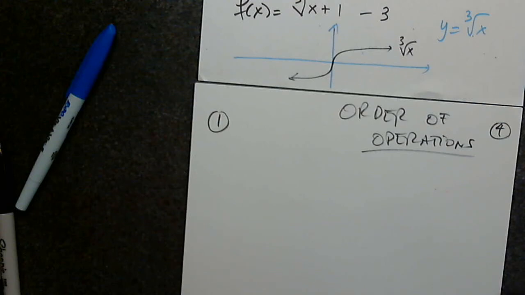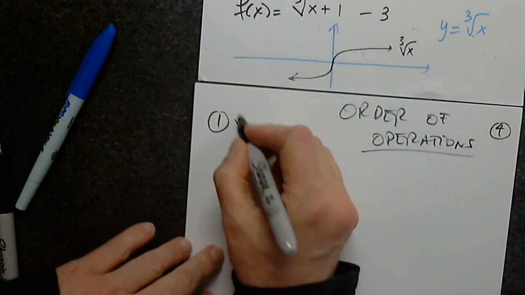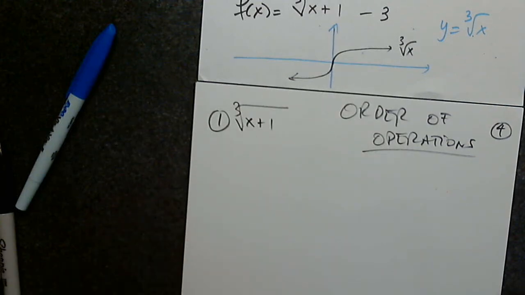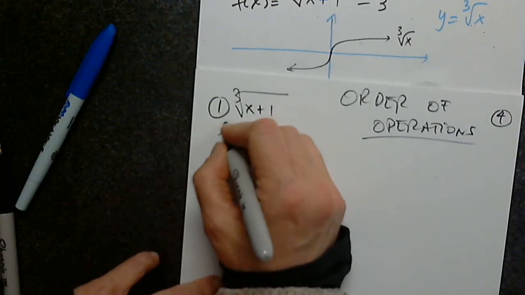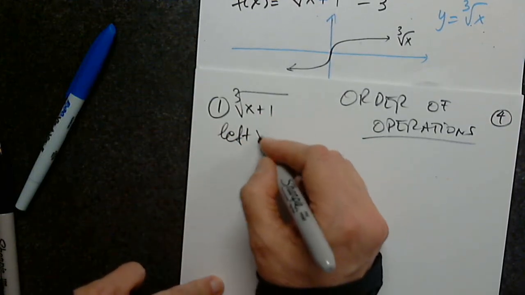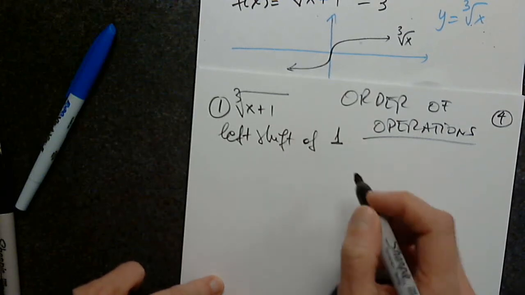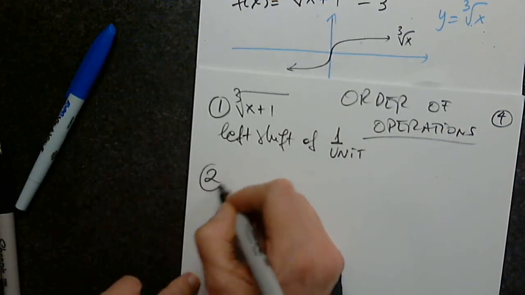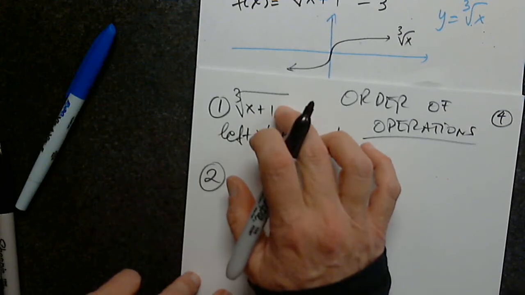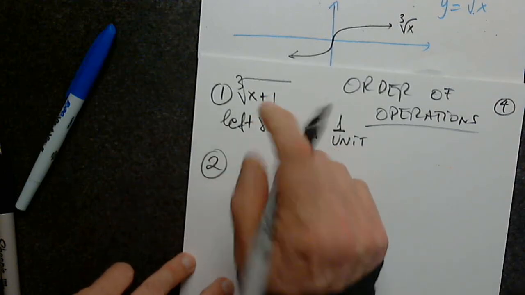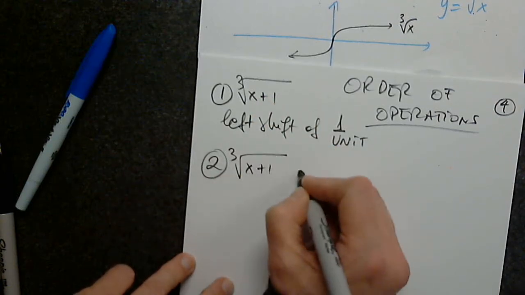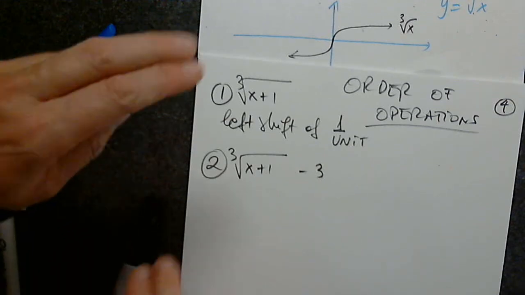Correct. The 7 plus 1 first, right? Then you're done with the cube root, and then you subtract 3. Very good. So the first transformation would be the cube root of x plus 1. What does this do to the cube root of x? Yes. Left shift of 1 unit. Now, function number 2 is a transformation on function 1, not on that anymore. That's gone. Number 2 is a transformation on number 1, which is the cube root of x plus 1 minus 3.